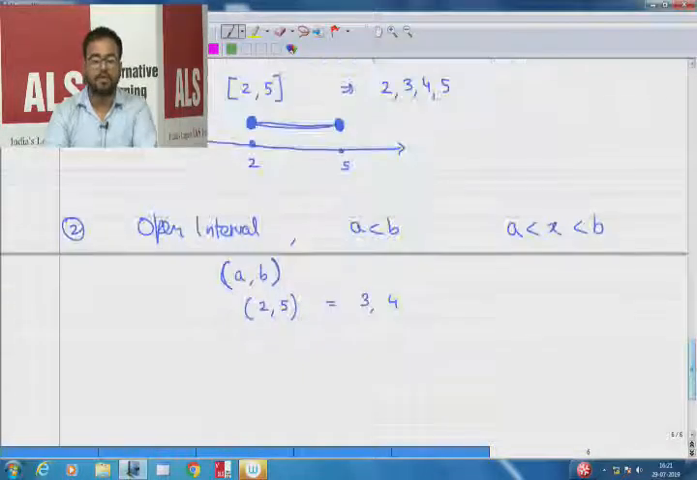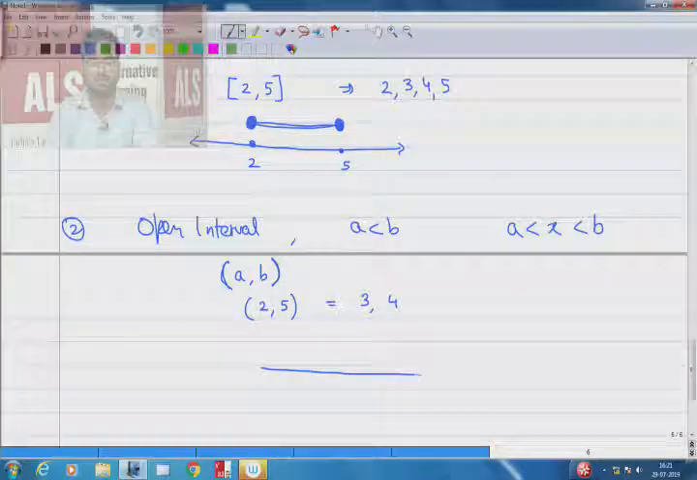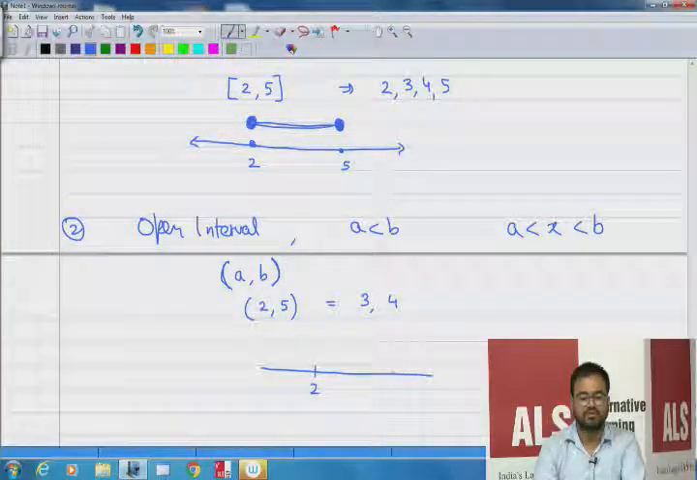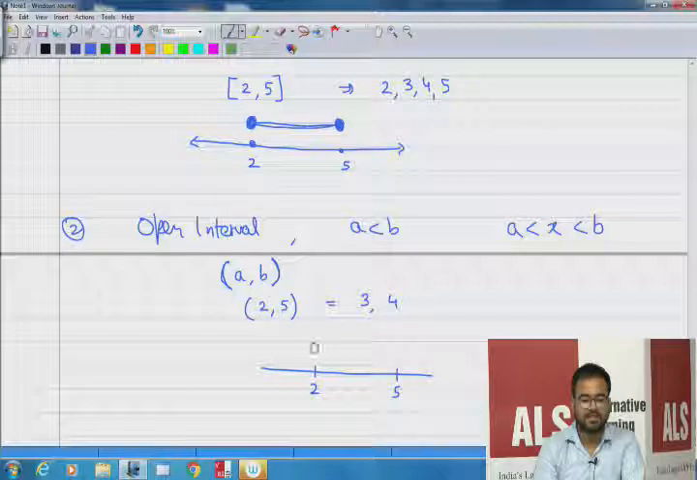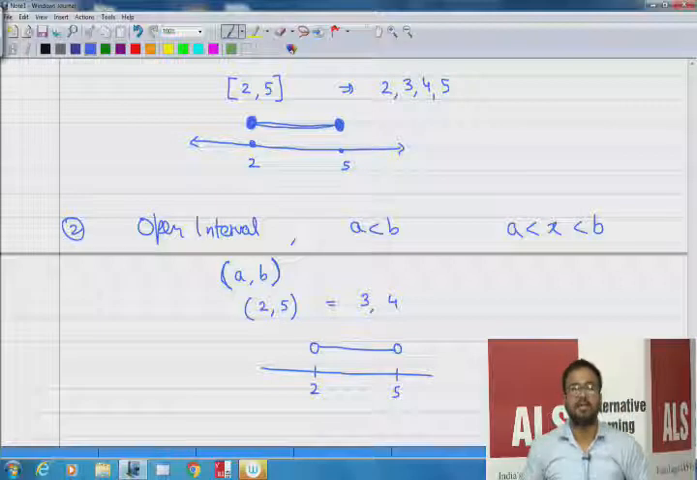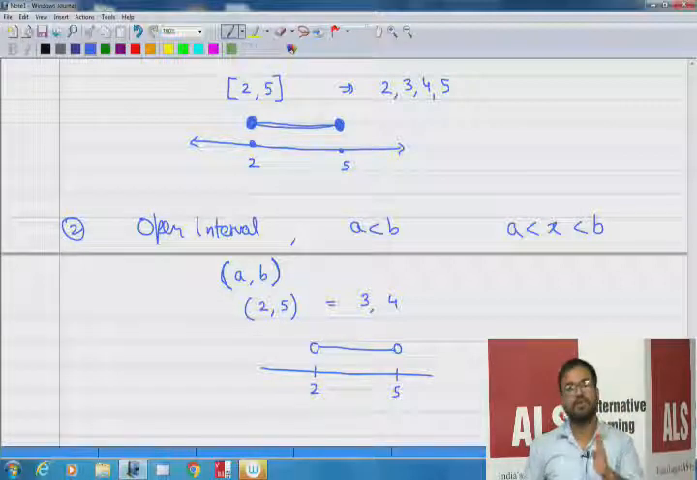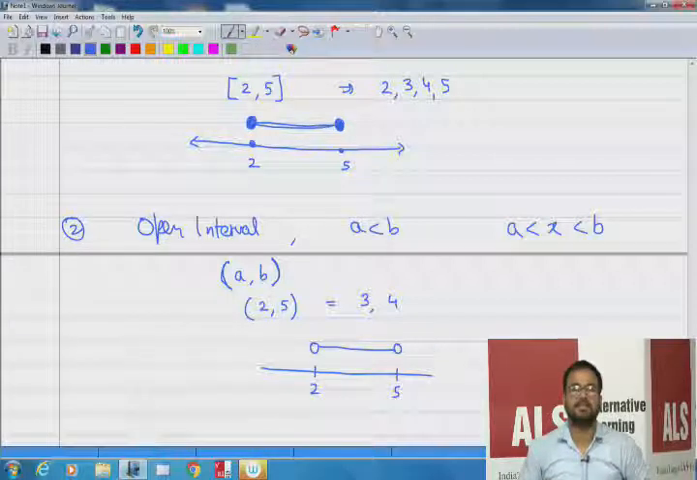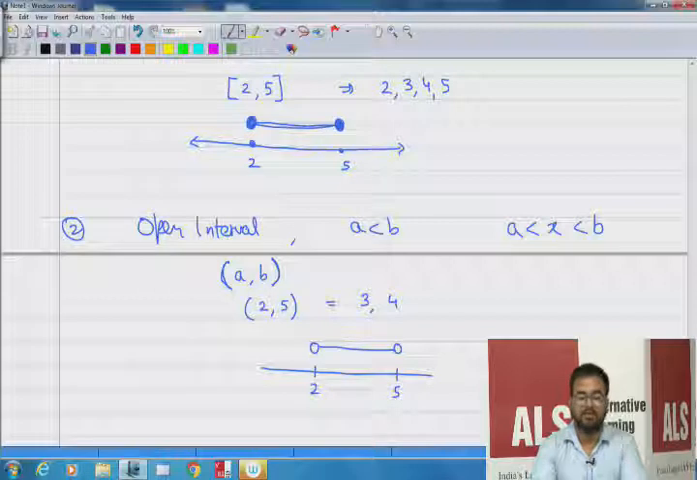And open interval on the number line is denoted by this, like if this is 2, this is 5. So just make a circle over 2, a circle over 5 and join them by a line. And these circles should be empty circles, not filled ones. So this indicates that we are not including 2 in our calculation, neither 5. All the numbers between 2 and 5, this is our solution. This is known as open interval.